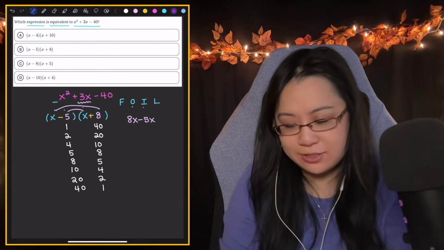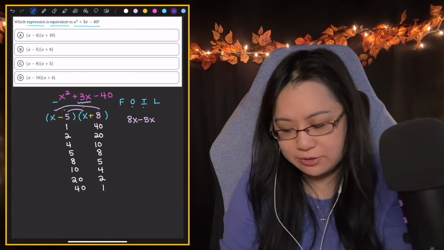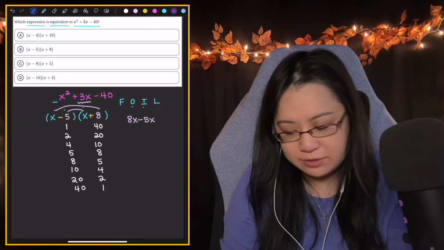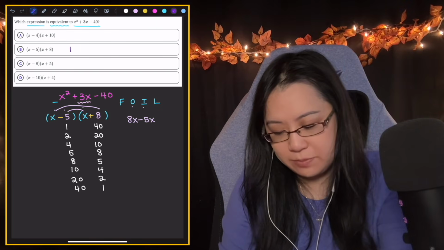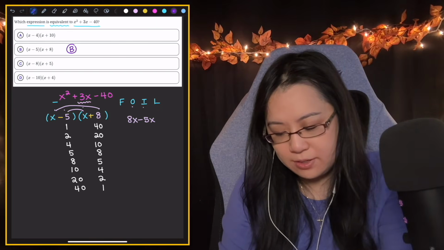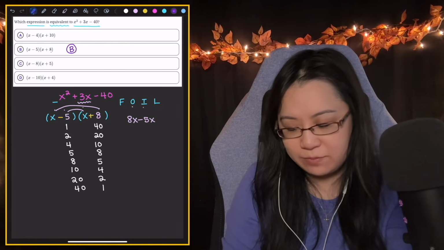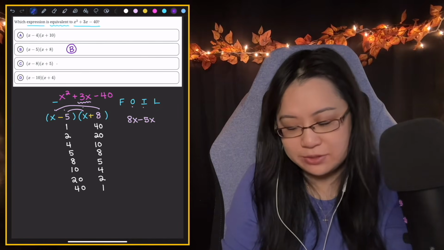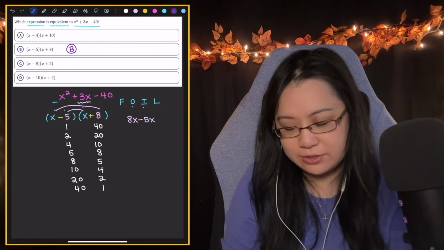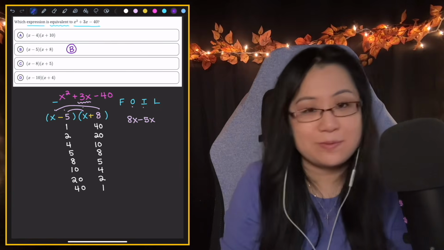Okay, so let's look at our possible answers here. Not A, we have x minus 5 times x plus 8, so that would be B. And C is kind of tricky. They switch the minus 5 and plus 8 to minus 8 plus 5, and then D is incorrect as well. So I hope that that makes sense.